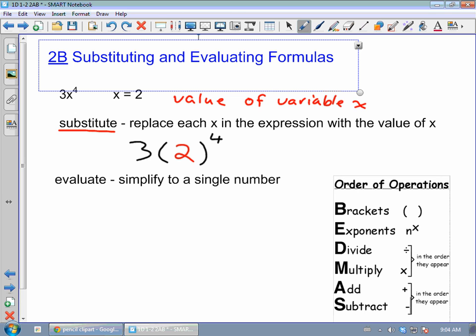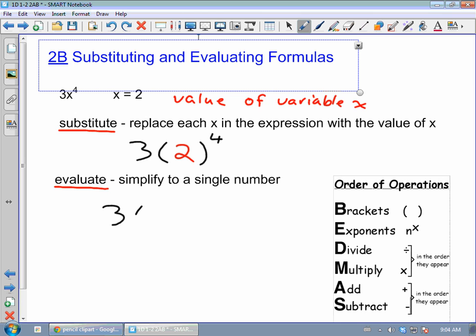If we're asked to evaluate, we want to take the expression that we have after substituting and simplify it so that we get a single number. And this is where our good old friend order of operations comes in. You all remember BEDMAS. We do the brackets first, we do the exponents, divide and multiply, and finally add and subtract. And we always do division and multiplication in the order that they appear in the expression, and addition and subtraction in the order that they appear in the expression. So this one is pretty straightforward.